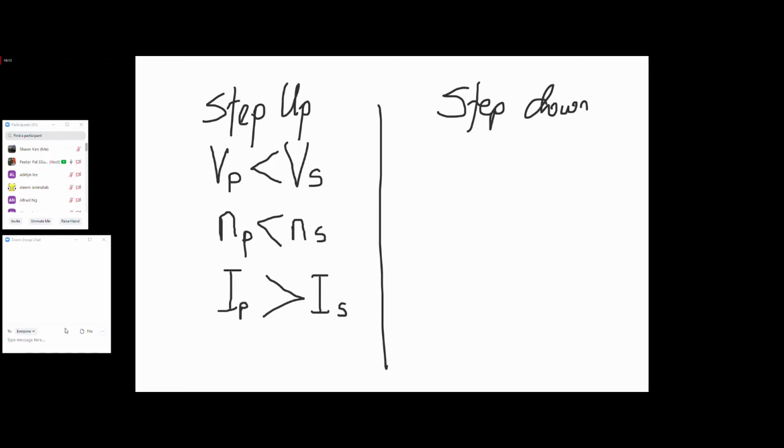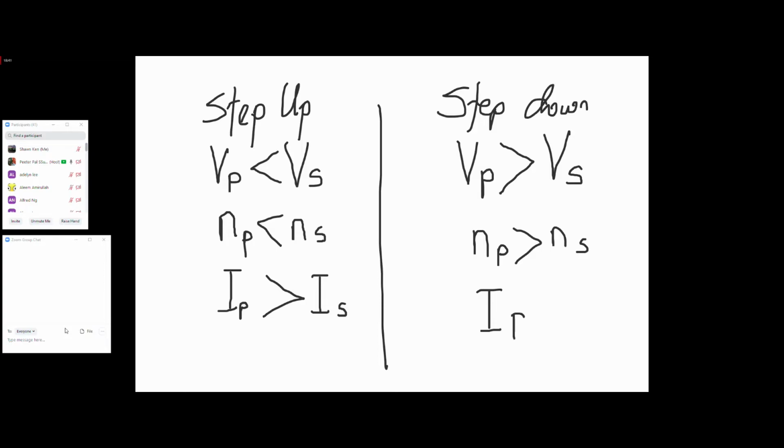Step-down. Primary voltage will be bigger. Secondary voltage will be smaller. Number of turns in primary will be bigger. Number of turns in secondary will be smaller. And if you look at the current value, in primary it will be smaller, but secondary is bigger. So this is how the step-up and step-down system works.